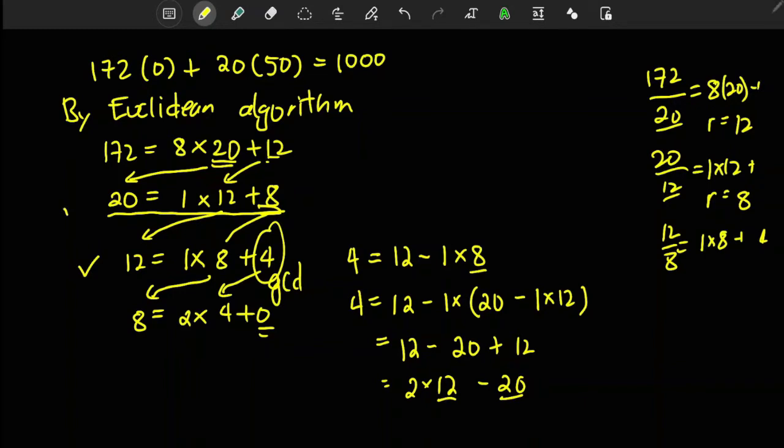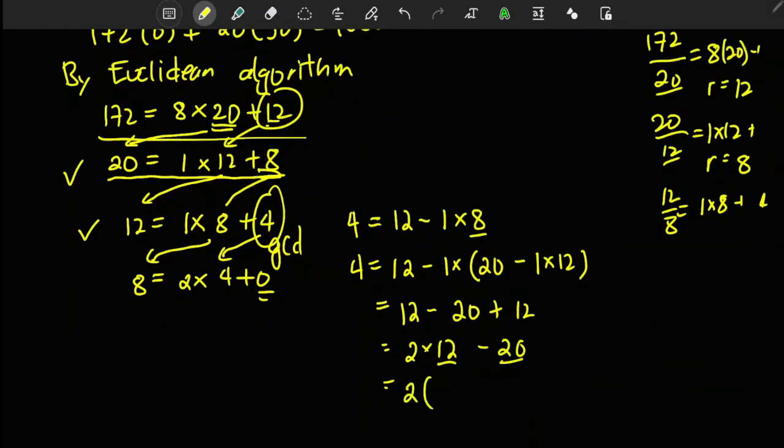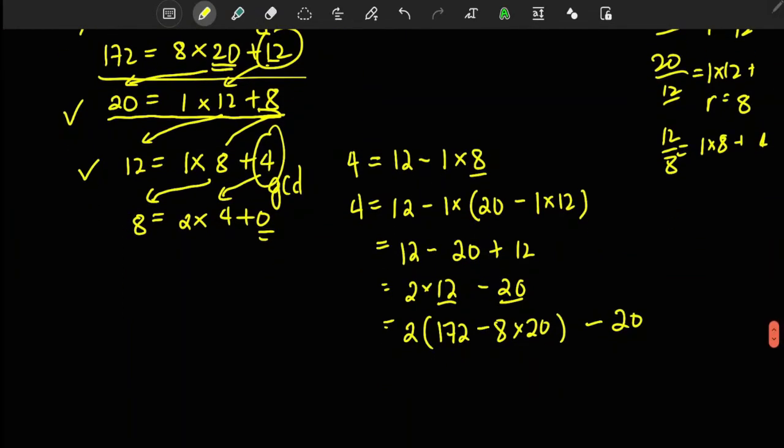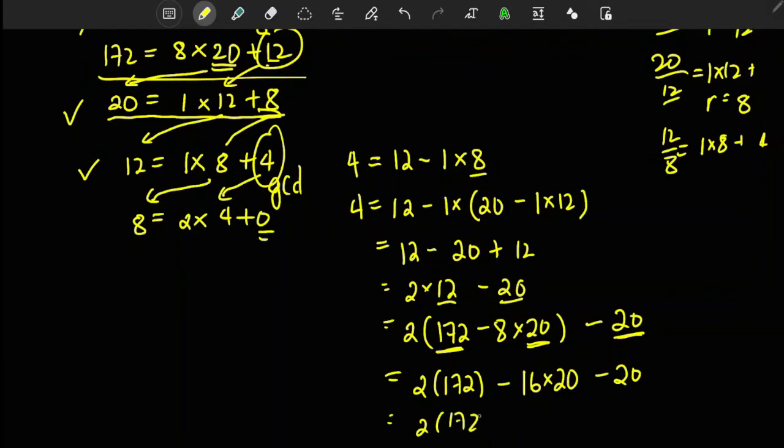So tapos na tayo dito sa equation na to. So this time, ang papalitan naman natin yung susunod na remainder, which is yung 12, gamit yung equation na to. So this is equal to 2 times, sabi sa unang equation, 12 is 172 minus 8 times 20. And then, copy minus 20. So again, do not evaluate the value, but just simplify them like variables. So, hindi natin evaluate yung 8 times 20 while keeping 20 and the value of 172. So, this is equal to 2 times 172 minus 16 times 20 minus 20. So, that gives us 2 times 172 minus 17 times 20.